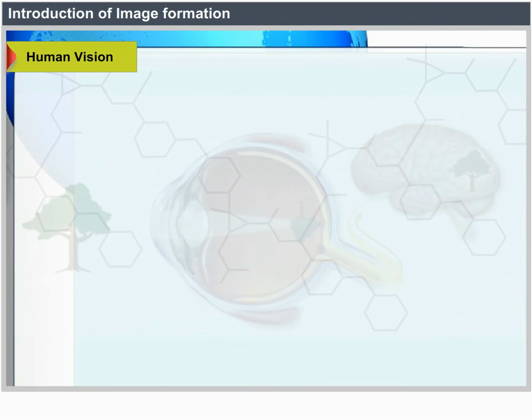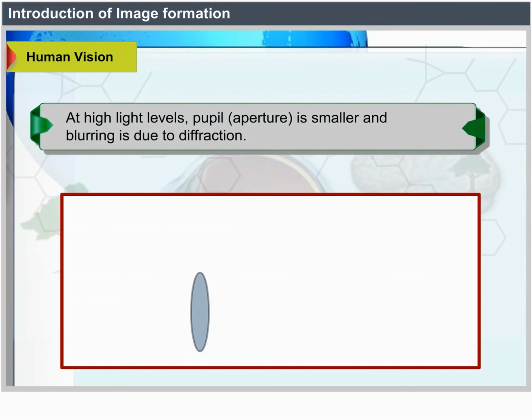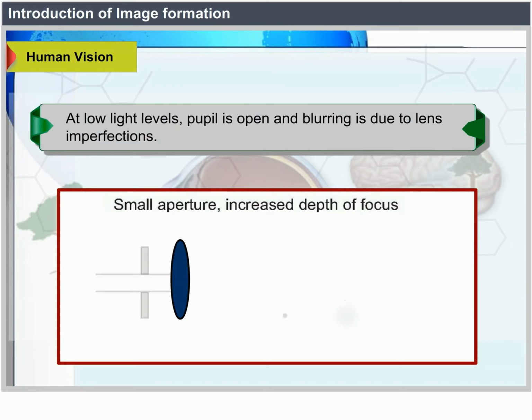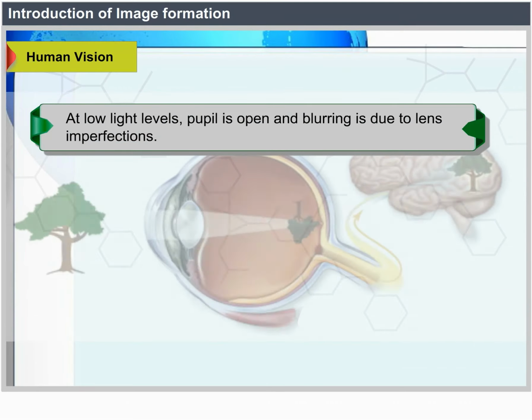Human vision. At high light levels, pupil aperture is small and blurring is due to diffraction. At low light levels, the pupil is open and blurring is due to lens imperfections.